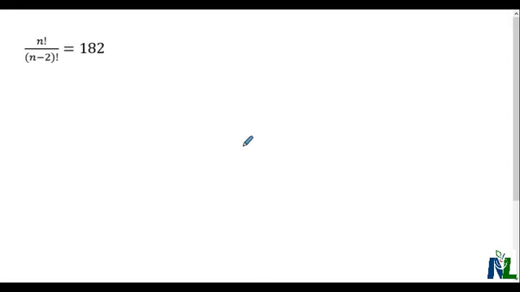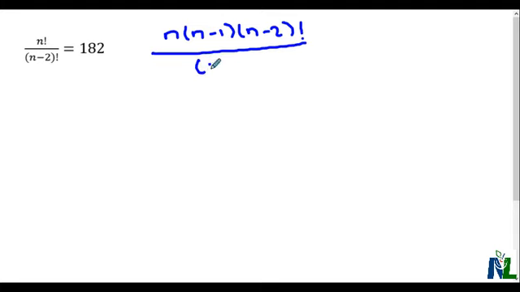Now for this one here, this one is going to be a little bit longer because I'm going to have to factor. So when I expand out the larger one, which is n, I get n, subtract 1 from that is n minus 1, subtract 1 from that is n minus 2. And I'll stop there because that will cancel with the n minus 2 in the denominator.